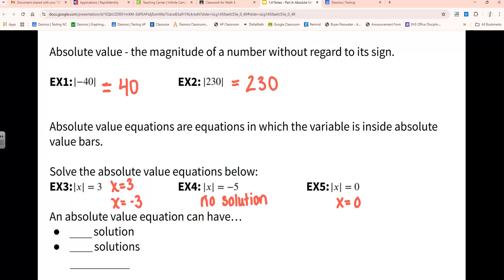Absolute value equations can have one solution, two solutions, or no solution at all. The one that you're going to see happen most of the time is two solutions. This is your most common. But you can bet that I'm going to occasionally sprinkle in a one solution or a no solution to make sure that you know what happens there as well.